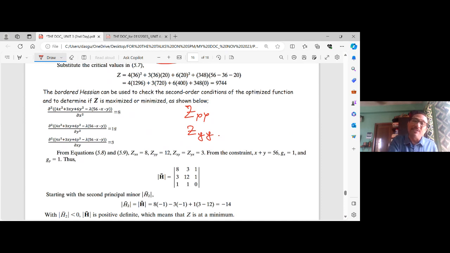The first order derivative is taken with respect to y, and the second order derivative is also taken with respect to y. So these are straight partial derivatives, these are straight second order partial derivatives.